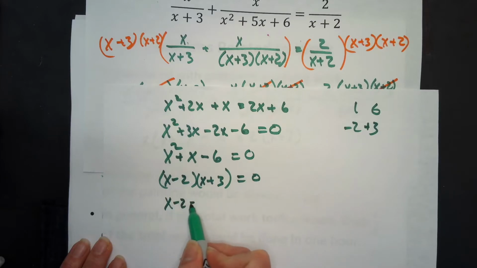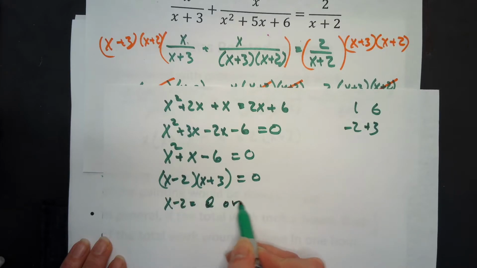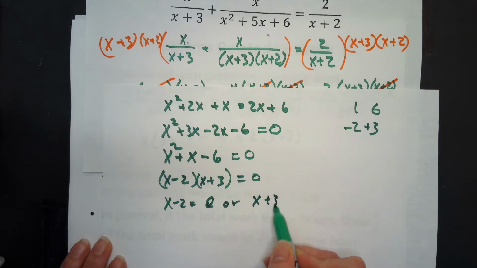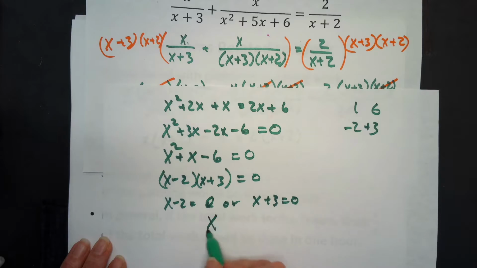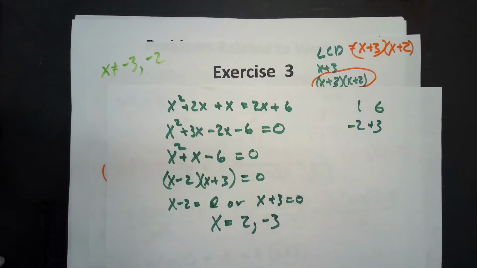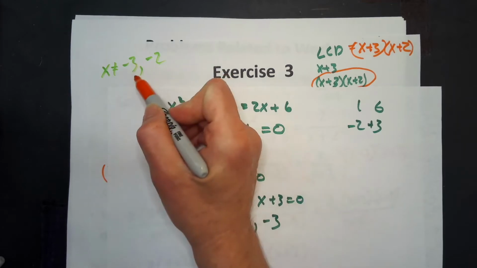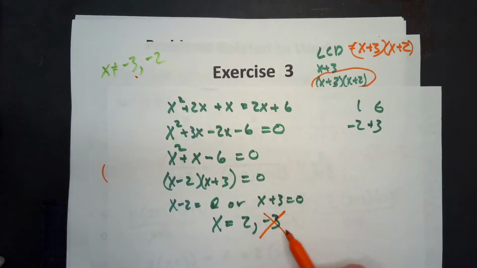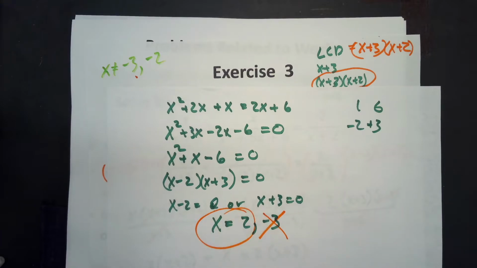So that means x minus 2 equals 0 or x plus 3 equals 0. And for that to happen, x would need to be either 2 or it would have to be -3. And then we can see up here, if we kept track of our restrictions, we would have noticed, wait, one of those numbers appeared in our restriction list right here as -3, so that's not allowed. So x equals 2 is your only answer.